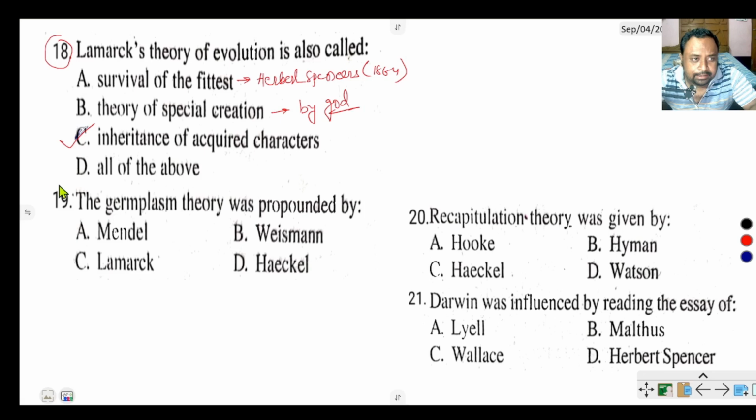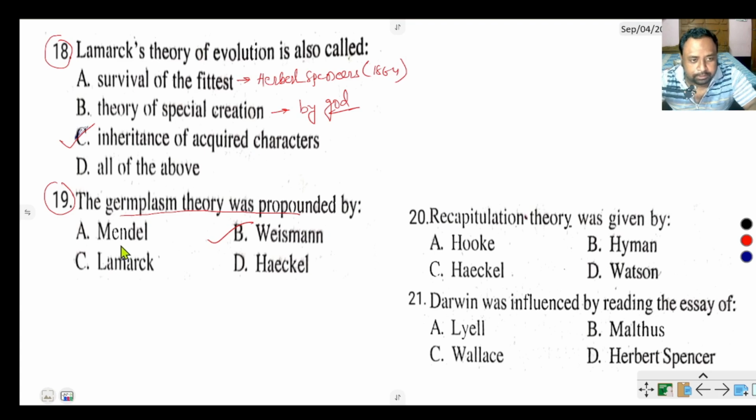Question number 19 says the germplasm theory was proposed by August Weismann. The germplasm theory represents that in the human body there are two types of cells, somatic cells and germ cells. The somatic cell is produced from the germ cell. Germ cells represent the egg and sperm, or gametic cells.